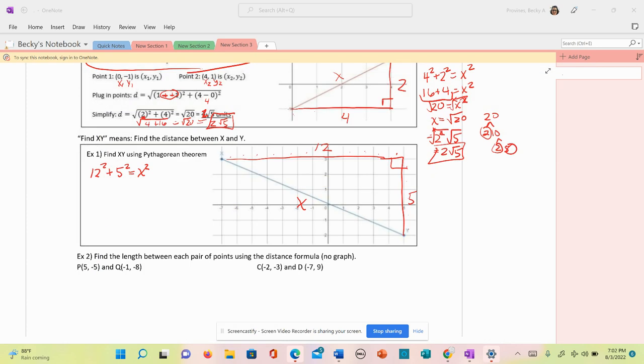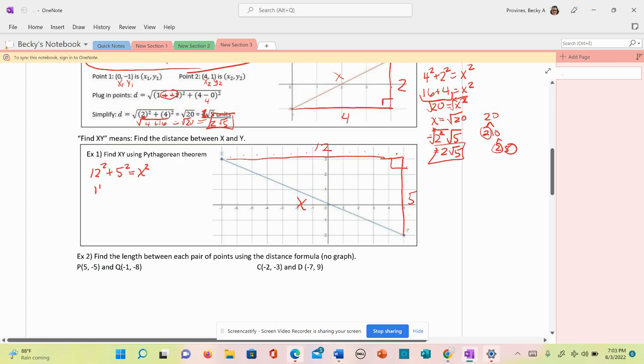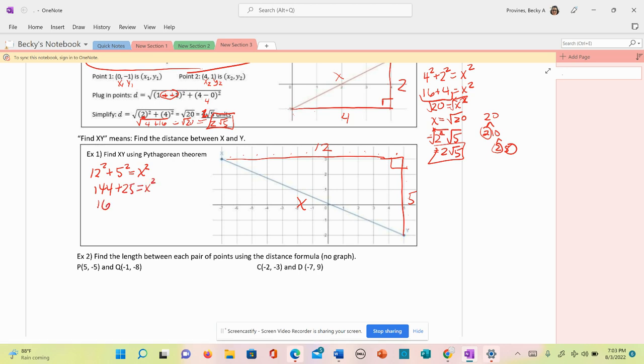Okay, so 144 plus 25 equals x squared. So this is 169 equals x squared. Again, you don't want the square, so you have to square root it. And I get 13 is my answer.